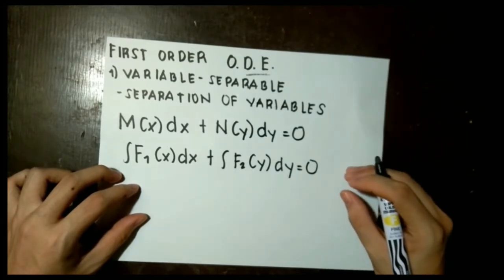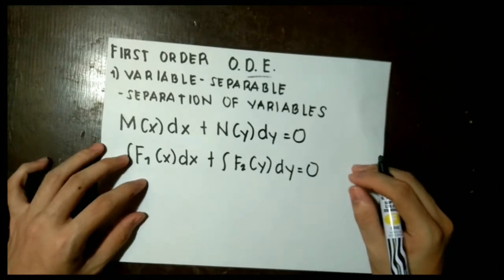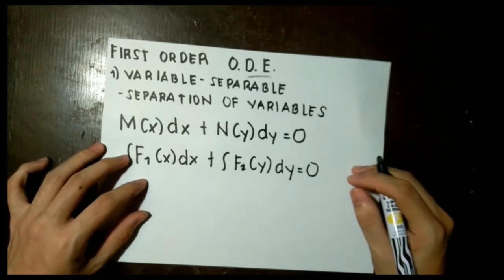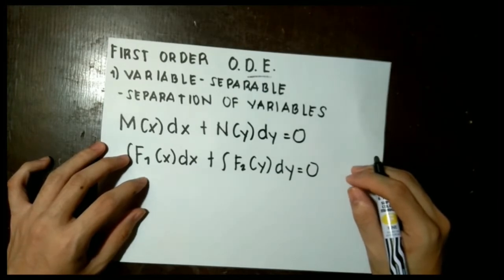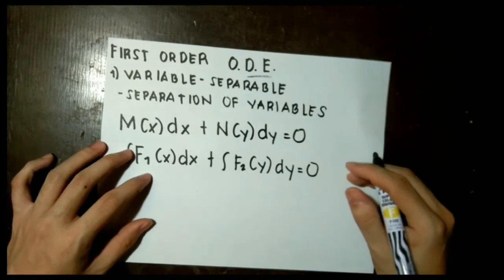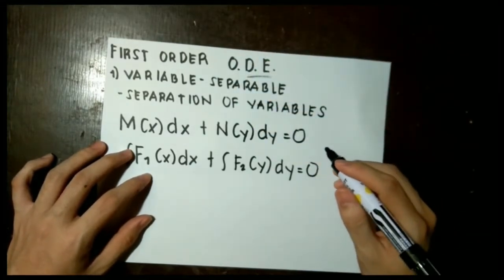So, paano natin gagawin yon? Kailangan natin mag-integrate. So, maraming way ng pag-solve ng first order ordinary differential equation. May variable separable, homogeneous, linear, exact, etc. So, ngayon ang ituturo ko muna is tungkol sa variable separable or tinatawag ding separation of variables.